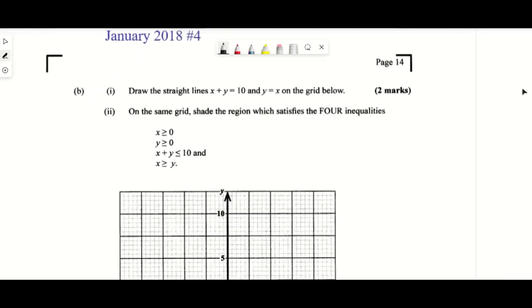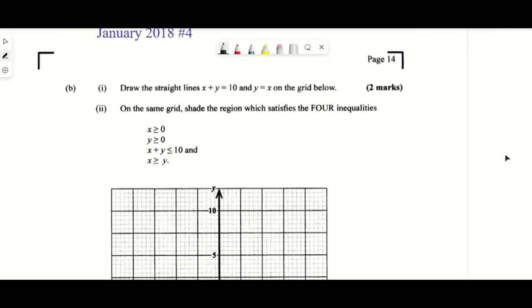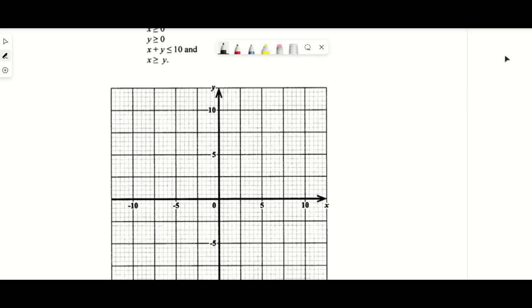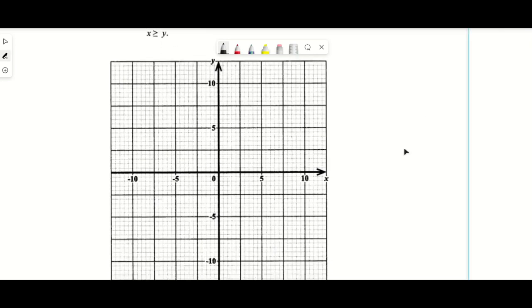Draw the line x plus y is equal to 10, and x is equal to y on the grid below. So, first off, let's draw this. First they say x plus y is equal to 10, and then x is equal to y, or y is equal to x. So first off, we're going to get the coordinates for this here.